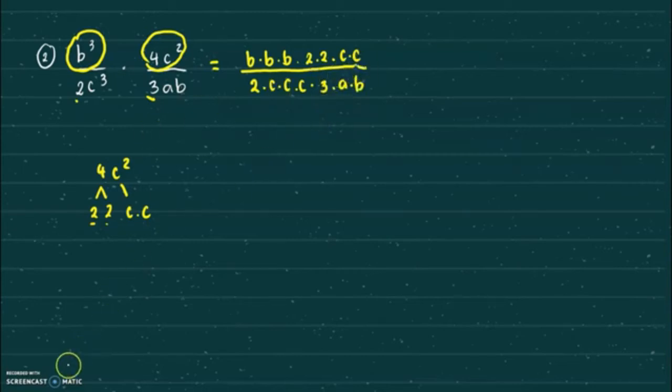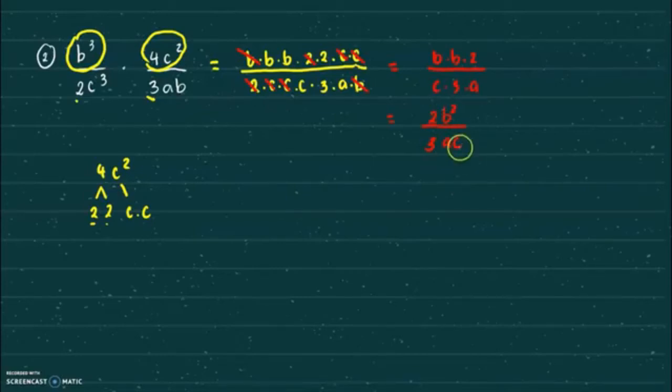Okay? Next, divide out common factors. So we have here one pair of b, one pair of c, another pair of c, one pair of 2, and nothing else. So we are left with b times b times 2 over c times 3 times a. Now b times 2 is equal to 2b squared.